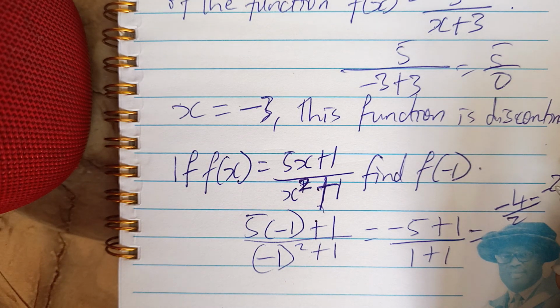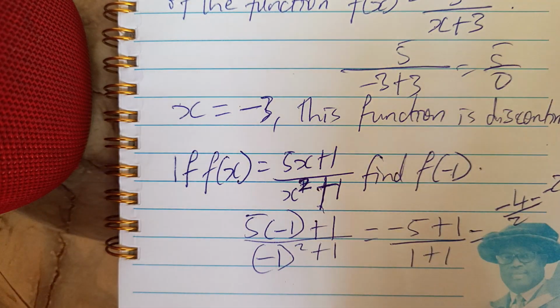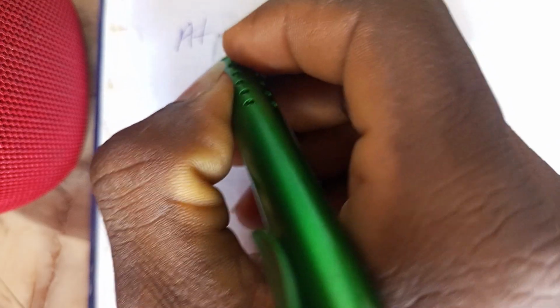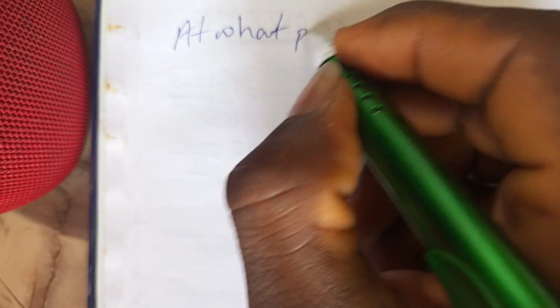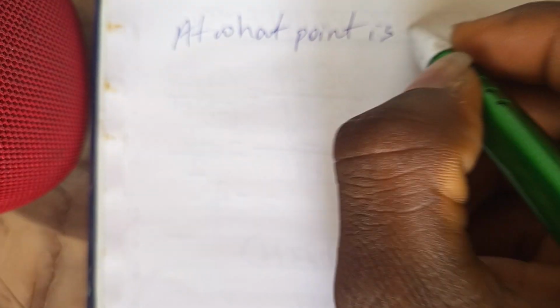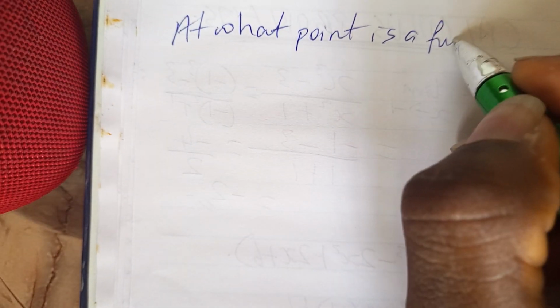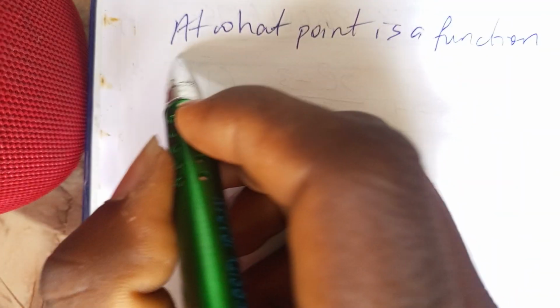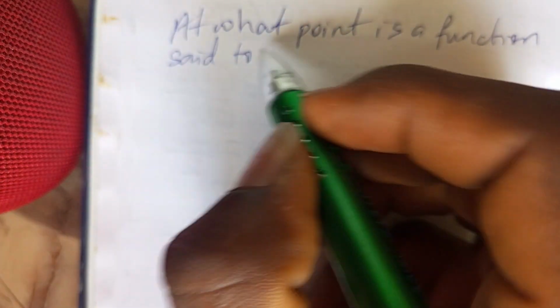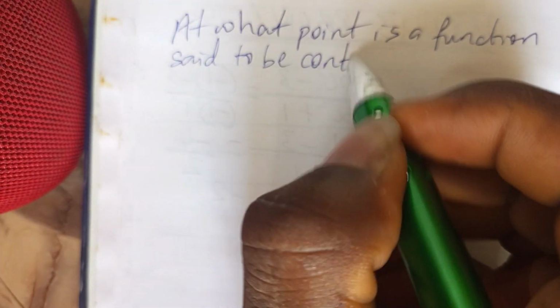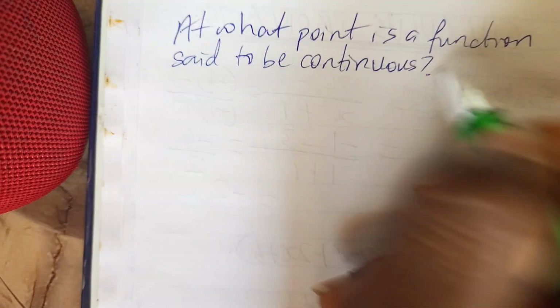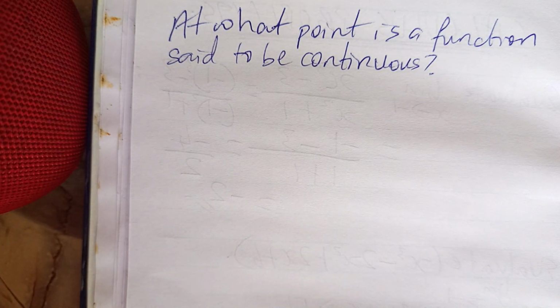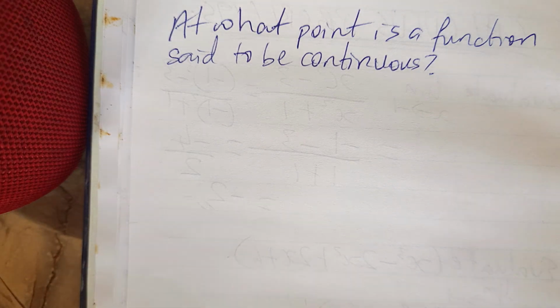Okay, so there's another question here. Alright, so at what point is a function said to be continuous? Alright, simple answer to this: a function is said to be continuous when it is continuous at every point of its domain. Yes, what is the domain?